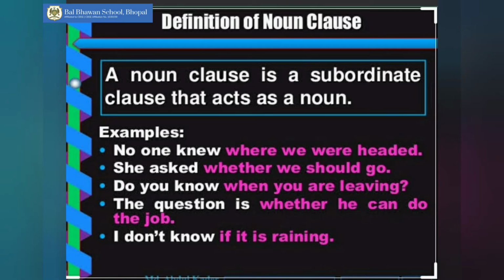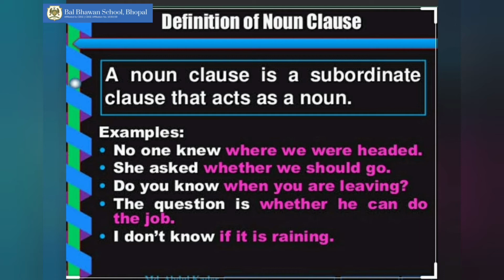A noun clause is a dependent clause that takes the place of any noun in the sentence, whether they are subjects, objects, or subject complements. For example, no one knew where we were headed. In this, the noun clause appears as the object of the sentence, where we were headed. She asked whether we should go. Again, the noun clause here is whether we should go. Do you know when you are leaving? When you are leaving is the noun clause here.